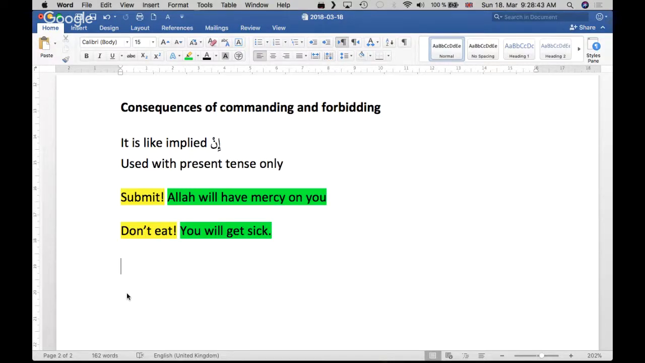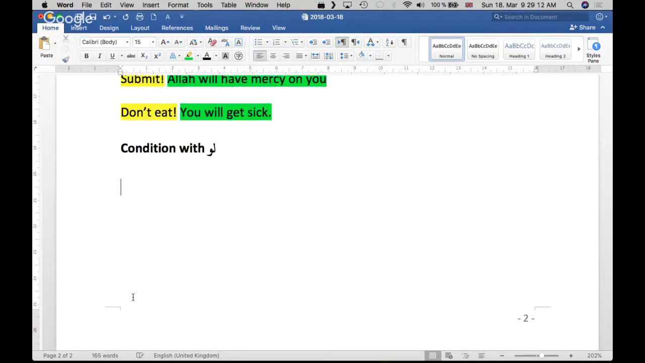So the next possible way of constructing a condition is constructing with the word law. Conditions with law. That's another way of constructing conditions. Now, the conditions constructed with law are impossible conditions. Conditions with law are impossible or improbable conditions.